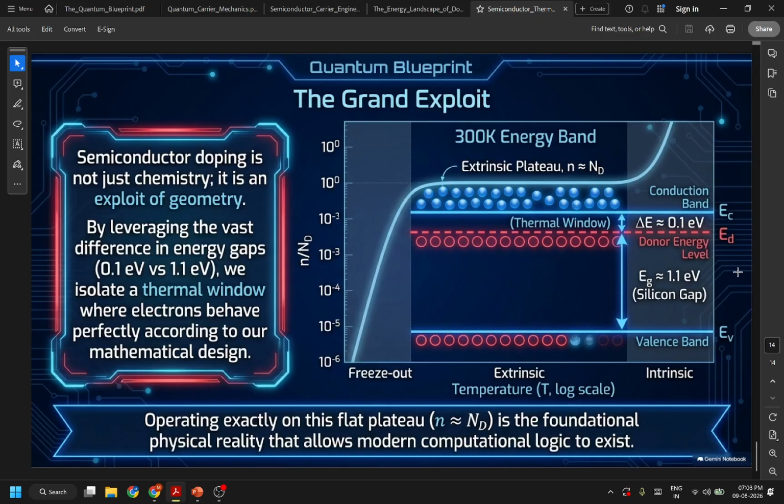So semiconductor doping is not just chemistry, it is exploratory geometry. By leveraging the vast difference in energy gaps, we isolate a thermal window where electrons behave perfectly according to our mathematical design. And this plateau is where modern semiconductors operate, and this is what allows us to create computation logic.